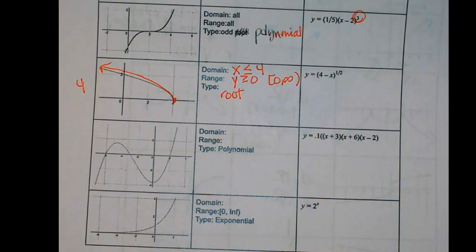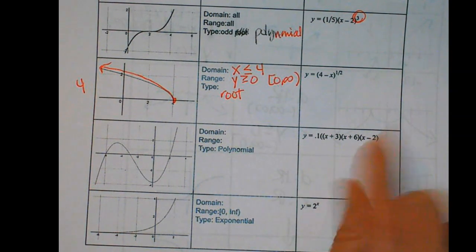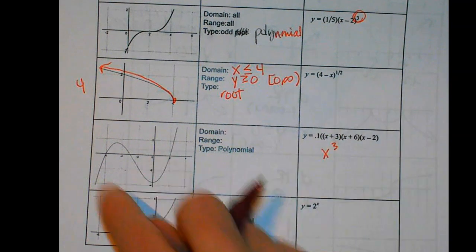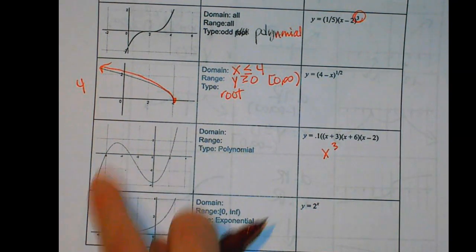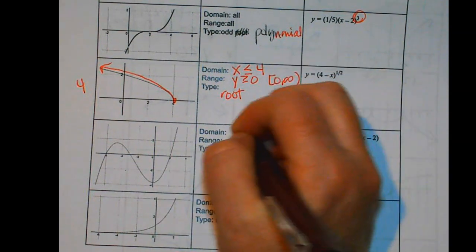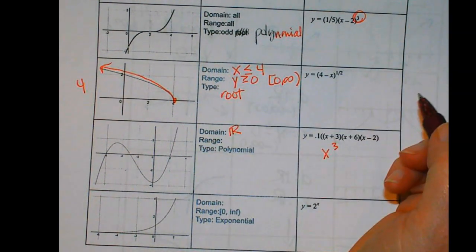This next one, it's already written out as a polynomial function, but would you know that looking at the equation? It has no exponents. They're all ones. If you multiply this together, it would be x times x times x. That would be x cubed. Does this look like Saturday night behavior? Yep. So this is smooth and curvy everywhere. The domain for polynomials is all real numbers.